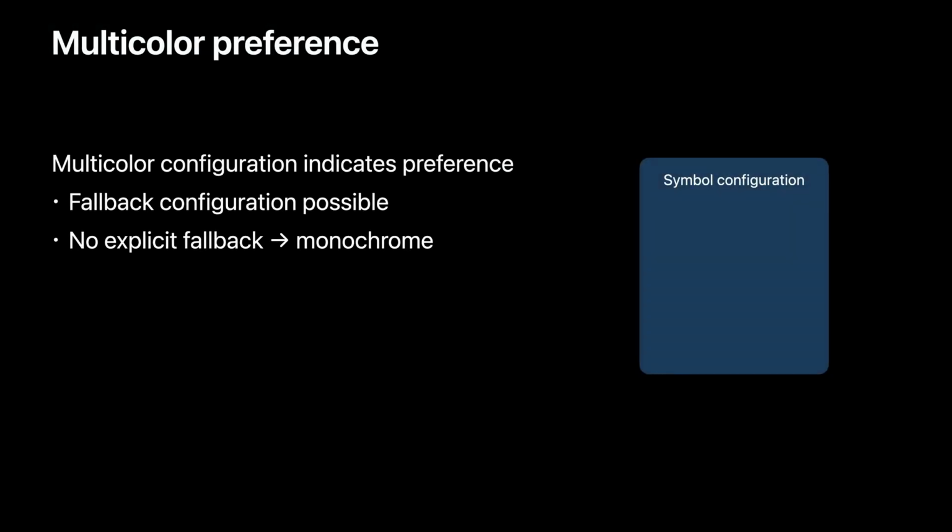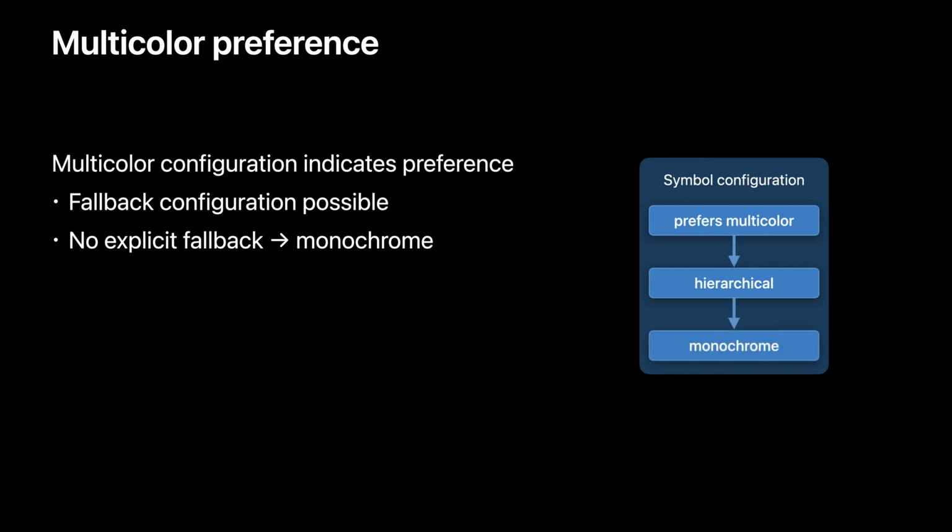As you might have guessed from the name of the configuration, the multicolor configuration indicates a preference for a multicolor rendering of a symbol. As I mentioned before, not all symbols have a multicolor variant. You can combine a multicolor configuration with one of the other color configurations, but more on that later. And the result is a configuration that supports two color modes: multicolor when it is available and the other color mode otherwise. Note that combining hierarchical mode and palette mode will result in the last specified mode, as they are mutually exclusive. If in turn that color mode is not supported, the system uses monochrome mode.